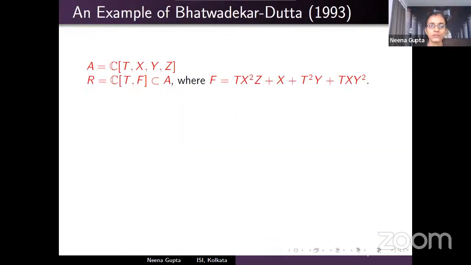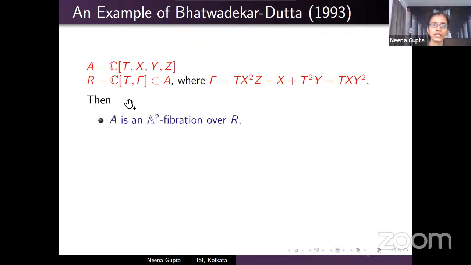So now I end my talk with this example of Professor Bhatwadekar and Amartya Kumar Dutta. So this is a polynomial ring in 4 variables, and R is a subring of A generated by T and F, where F is this linear polynomial in Z. So clearly it's a linear polynomial in Z with the coefficient of Z being T times X squared.